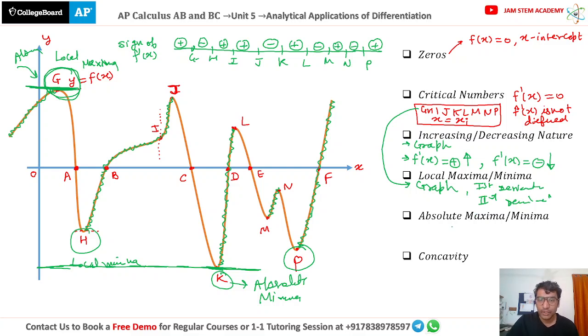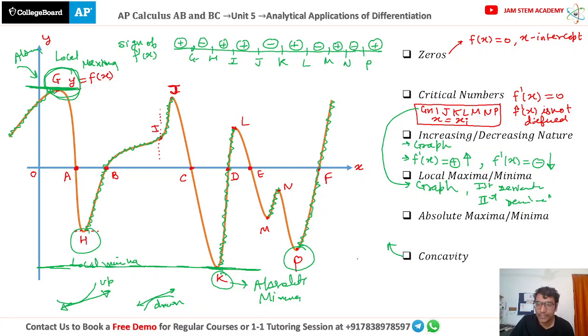Okay. Concavity. Next part is concavity. How to check the concavity? It's simple. From the graph, if the graph looks like this, and if you draw a tangent line to it at any point, you can see the graph is above the tangent line. So we call it concavity up. But if you draw a tangent line at any point and the graph is below that tangent line, we call it concavity down.